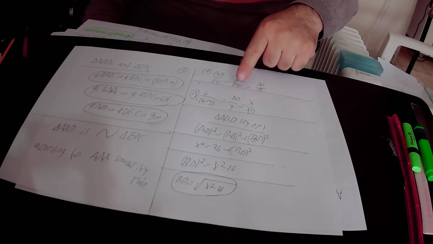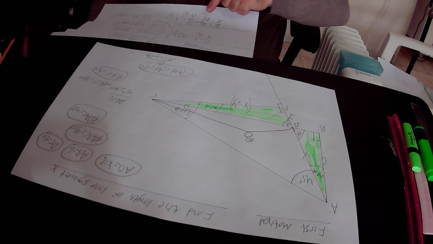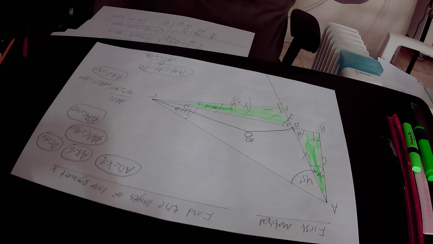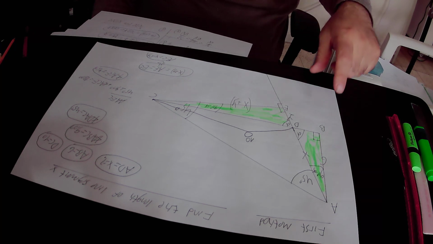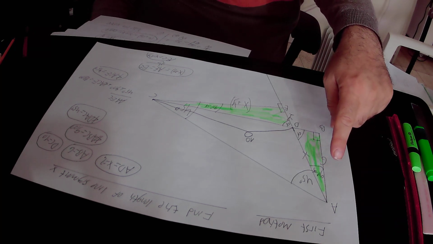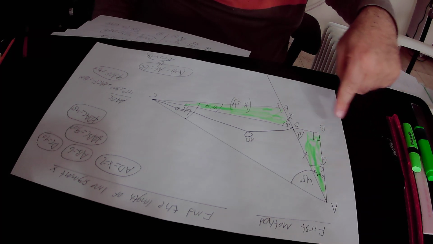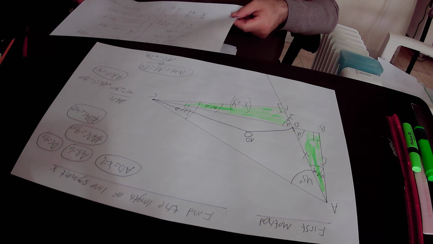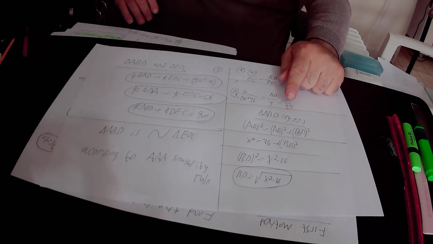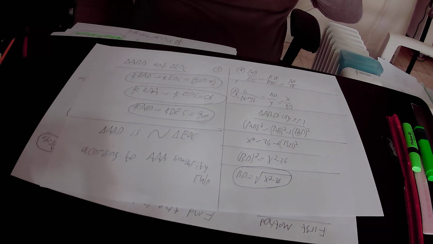Then, in order to find the value of side BD, we implemented the Pythagorean theorem on the right green triangle, triangle ABD. Here, the square of the hypotenuse equals the sum of the squares of the perpendiculars. That is to say, in the right triangle ABD, AD square equals AB square plus BD square.